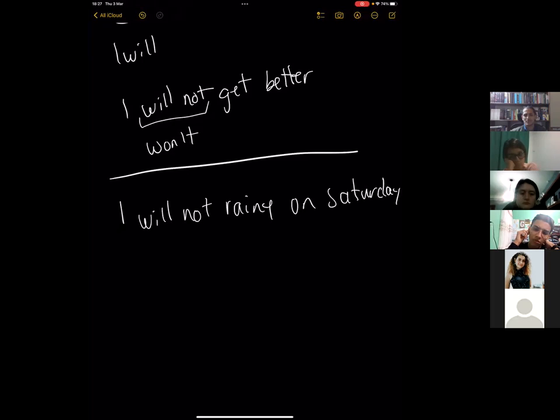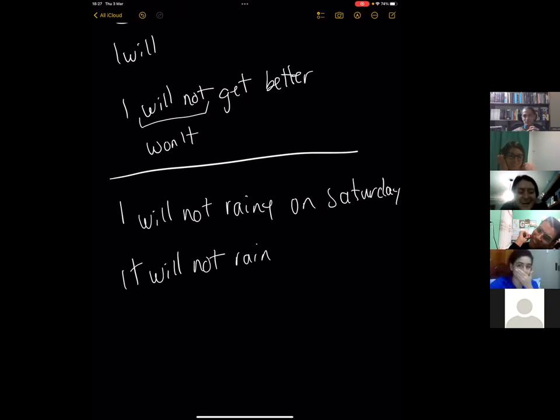This one is fun because unless you are Storm from the X-Men and you can bring the rain, it wouldn't actually apply. You should say "it": it will not rain. Because if you say "I", it's like you're going to bring the rain, like you're going to make it rain. Unless you're Storm from the X-Men, which I don't think you are, and if you are, nice to meet you. But in case you're not, it should be "it". It will not.